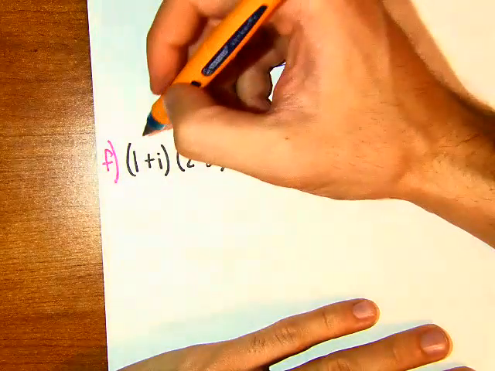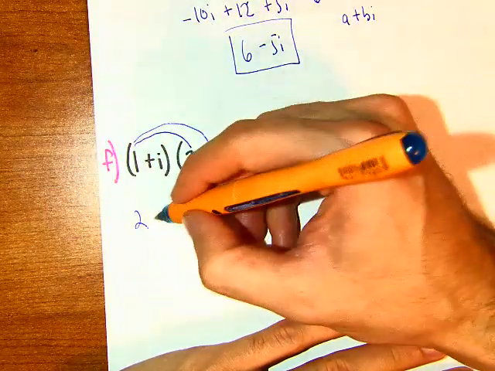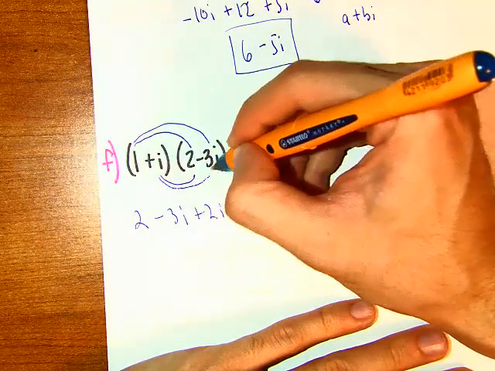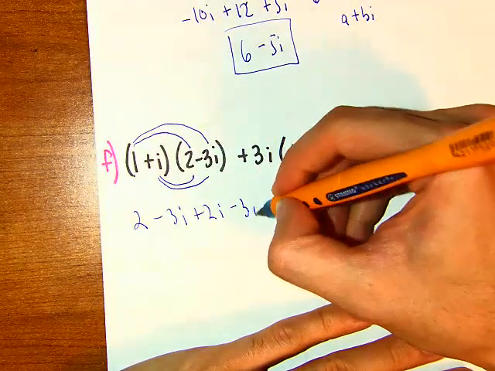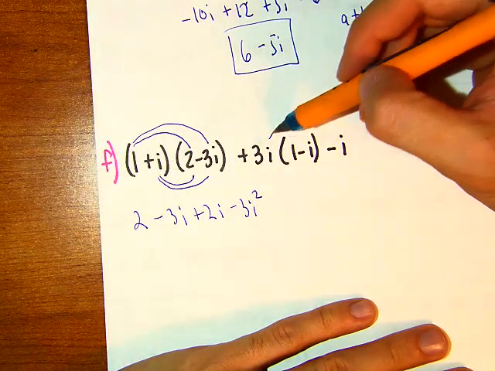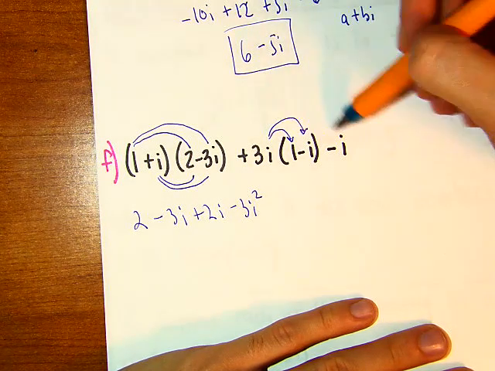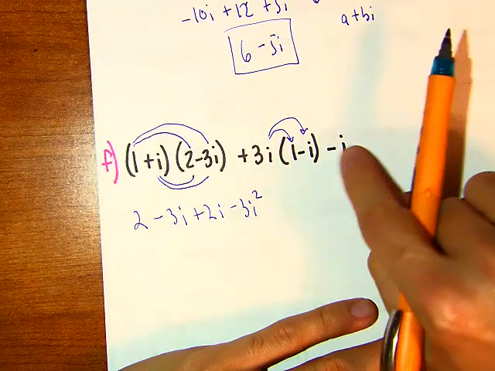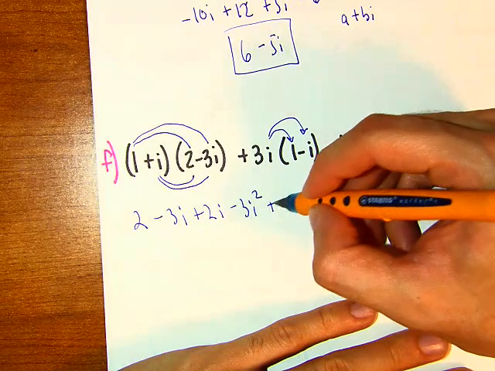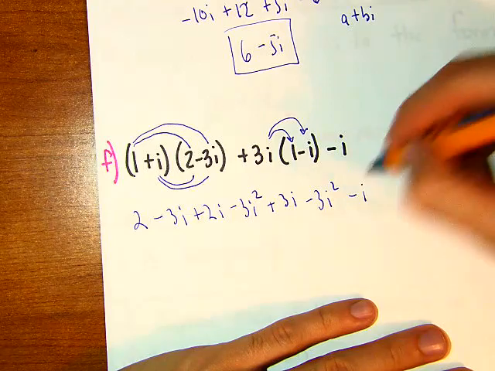So let's do this. This is 1 times 2 is 2. 1 times minus 3i is minus 3i. i times 2 is plus 2i. i times minus 3i is minus 3i squared. Okay, so we just evaluated this. Now what do we have to do? This to this and this to this. And remember, definitely not this to this, they're not connected that way. So 3i times 1 is plus 3i. This is negative 3i squared, and this is minus i.